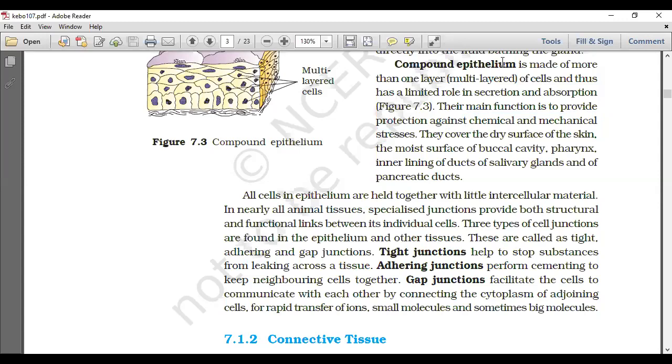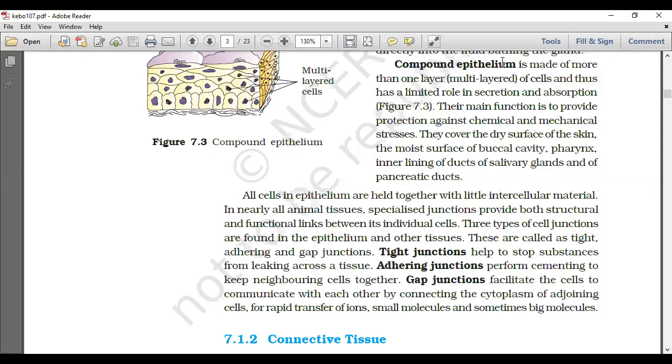Compound epithelium covers the dry surface of the skin, the moist surface of the buccal cavity, pharynx, the inner lining of ducts of salivary glands, and of pancreatic ducts. The main function of compound epithelium is to provide protection against chemical and mechanical stresses.